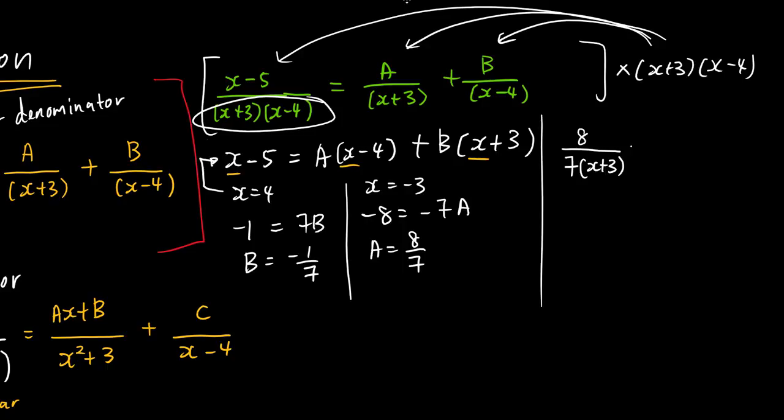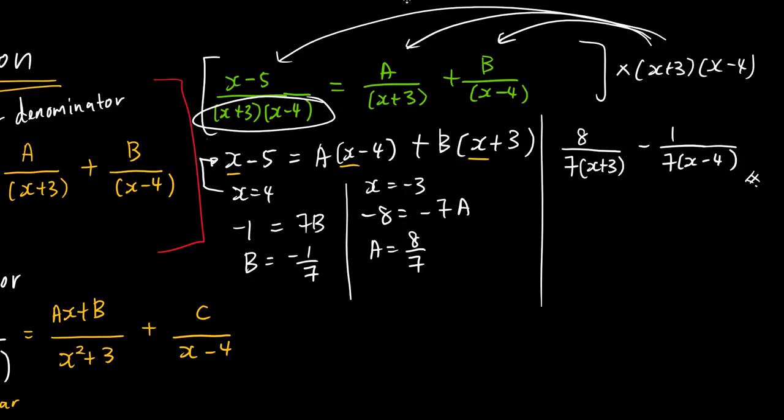And then plus b, which is negative. So if negative, I will write minus 1 over 7 times x minus 4. Alright, so this is how I get my answer. Of course, you can try to expand this one. You should get the same result with this one.